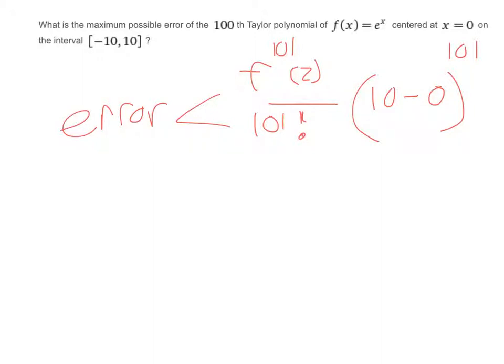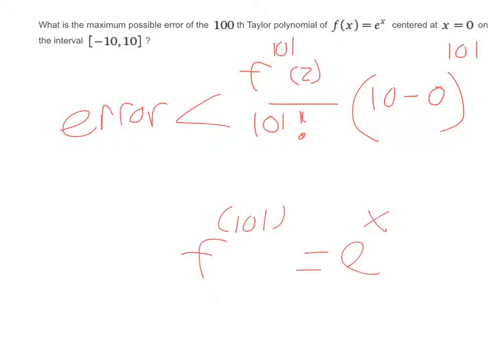Okay, now let's talk about the numerator. We want to maximize the 101st derivative. First of all, what is the 101st derivative? Well, the derivative of e to the x is e to the x, and the derivative of that is e to the x. So the 101st derivative, f of 101, if you will, is e to the x.